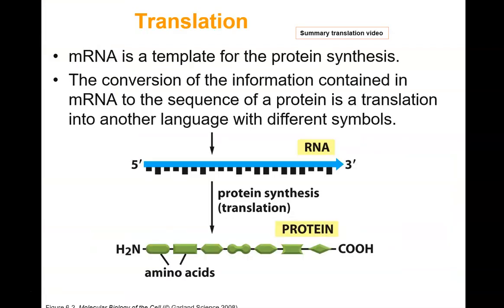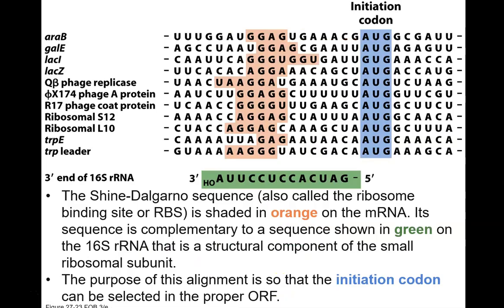You can watch this translation video on your own, but as a reminder, we're using messenger RNA as a template for protein synthesis. We call that translation because we're translating the bases into amino acids. When we have our messenger RNA in the ribosome, we have to align it properly so we get the proper reading frame. If the messenger RNA is aligned, there are 3 possible reading frames, and we want to get the right one. This is a whole bunch of genes lined up so we can see the similarity.